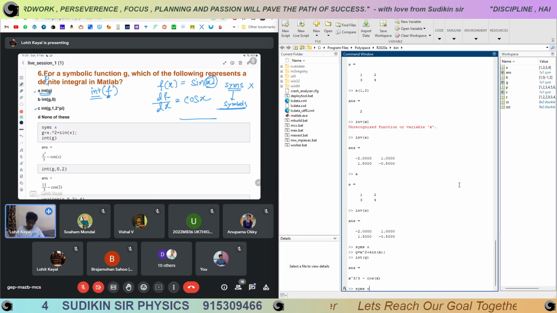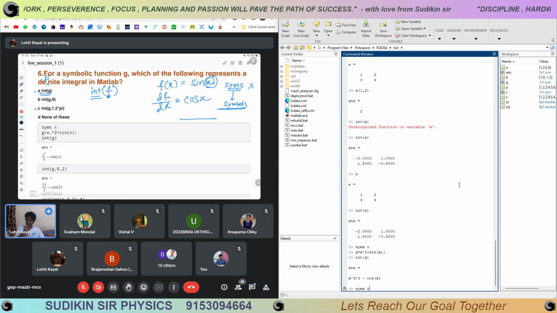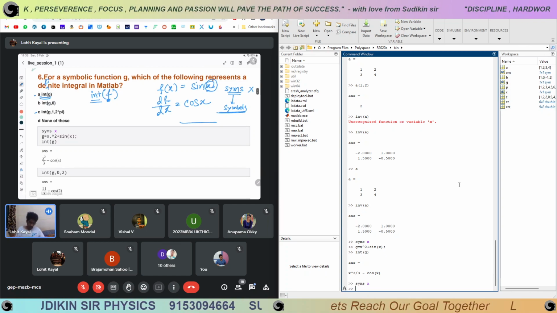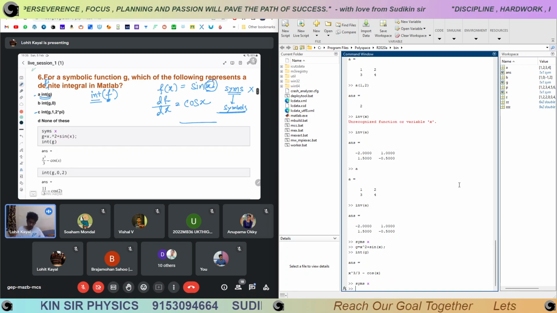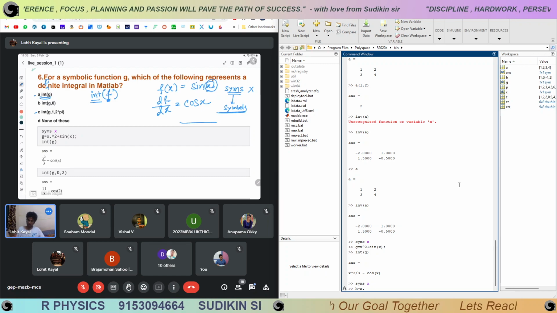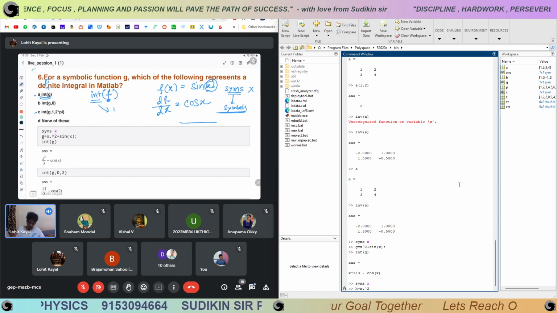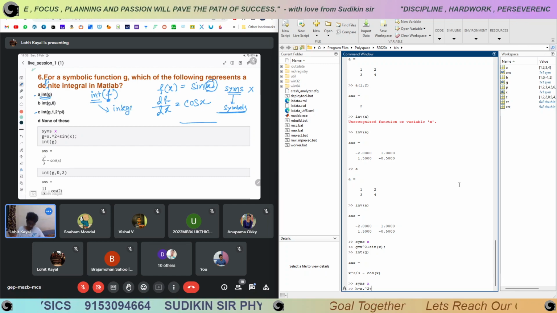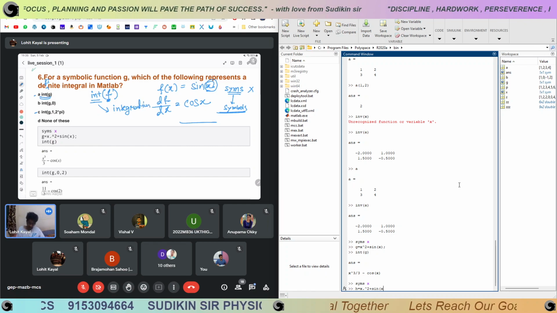So let's get back to the integration again. Int of f, int of g indicates that this is the integration. So in MATLAB we write integration as int.